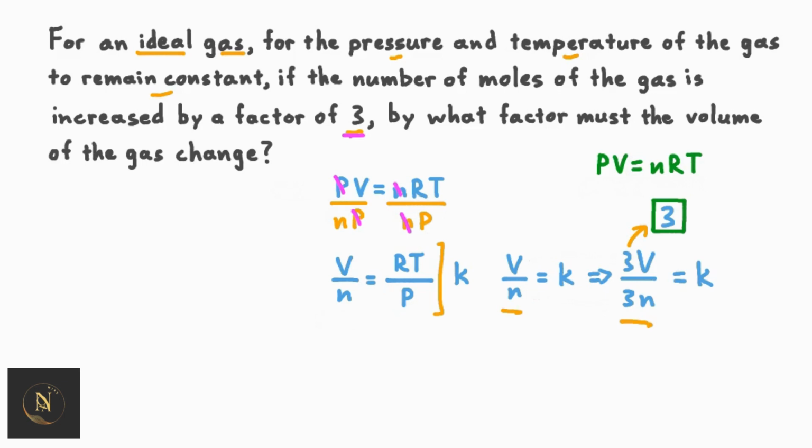For an ideal gas, where the pressure and temperature of the gas are held constant, if the number of moles of the gas is multiplied by a factor of 3, then the volume must also be multiplied by a factor of 3.